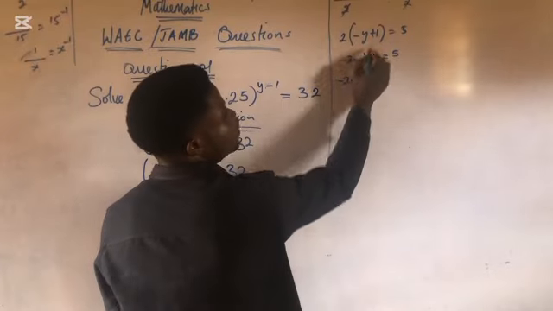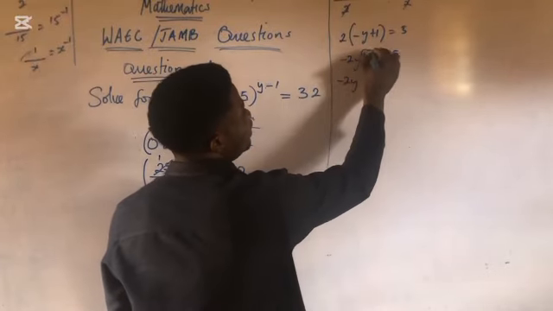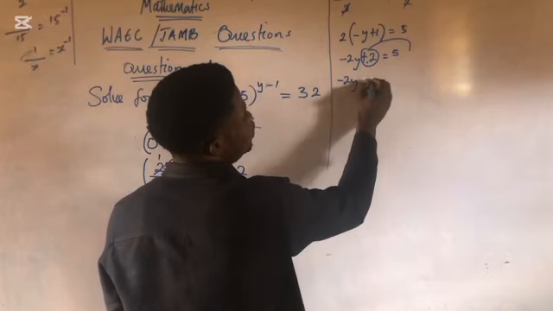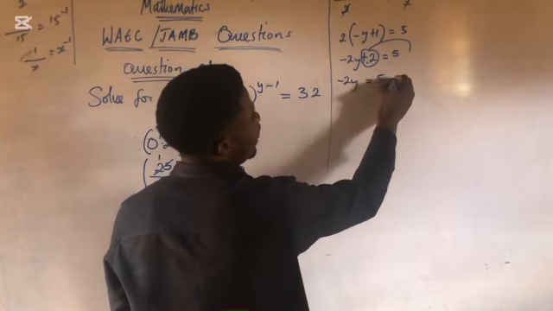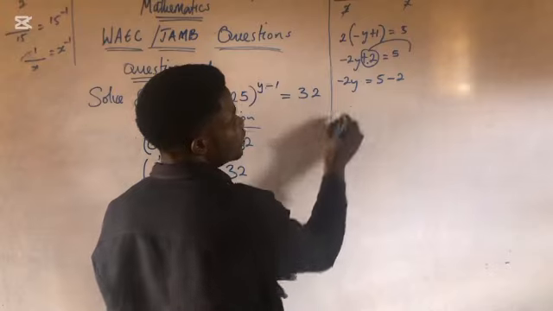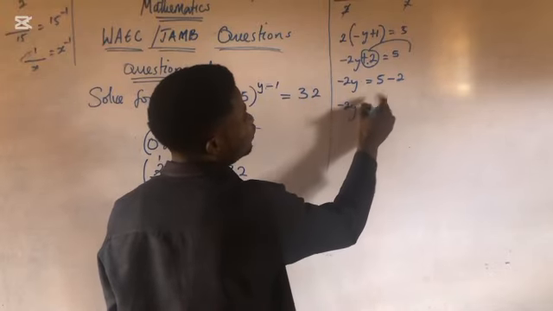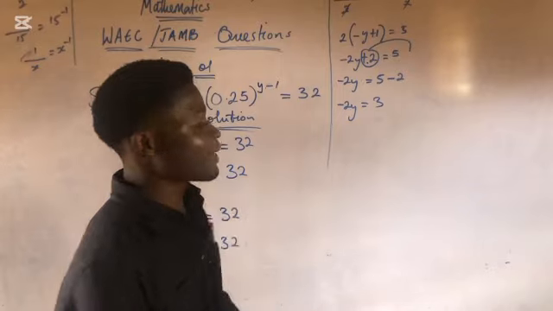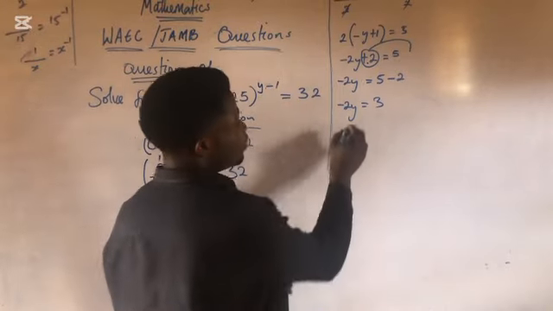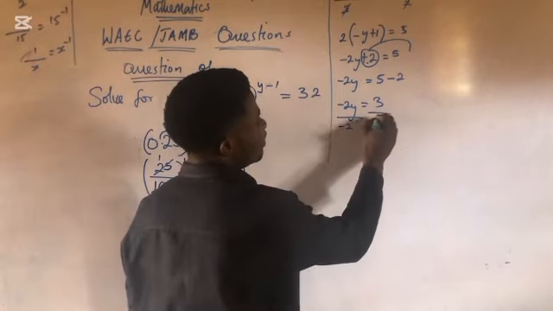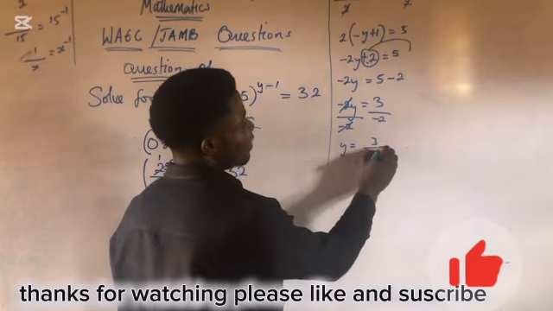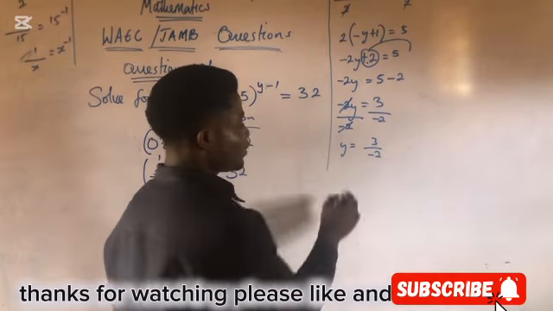Now I'm having a minus 2y. Collect like terms. I'm going to remove this 2 to the other side. Is equal to 5. When plus crosses, it becomes minus 2. So minus 2y is equal to 5 minus 2, which is 3. What do we do next? Divide both sides by the coefficient of y, by minus 2. What do you have left? y is equal to 3 divided by minus 2.